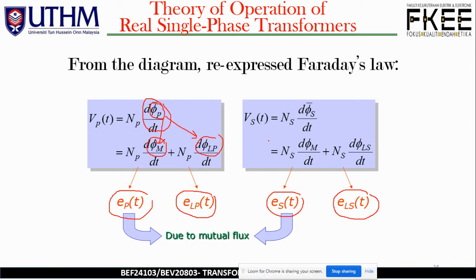Same goes for the secondary part. We have Vs equals Ns d phi s bar over dt, so phi s consists of phi m plus phi ls, the leakage flux.